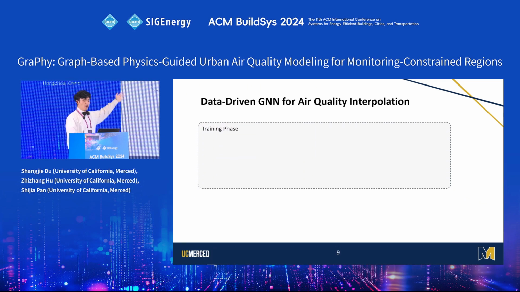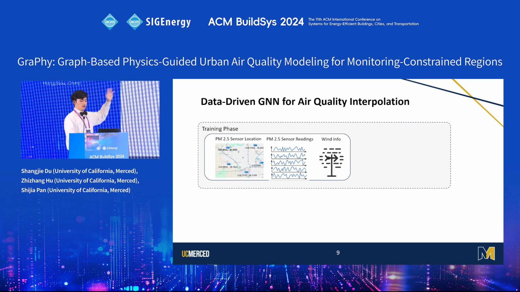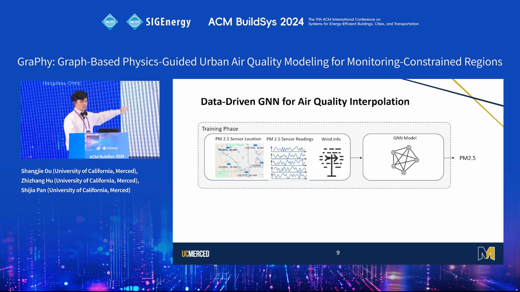So using air quality sensor locations to generate a graph shape and the sensor readings and wind information as input features for the nodes and edges, we can train by iterating through each sensor location as an unmonitored location and comparing the predicted air quality with the actual reading.